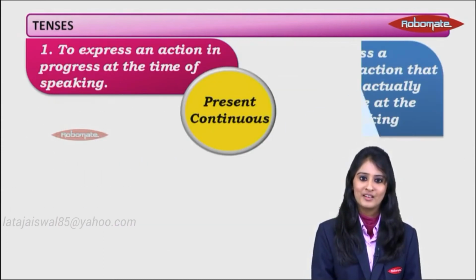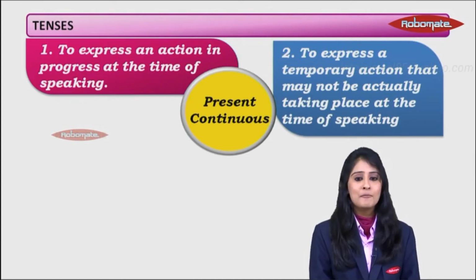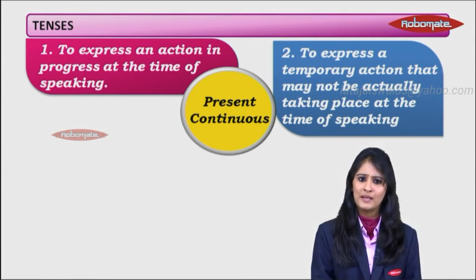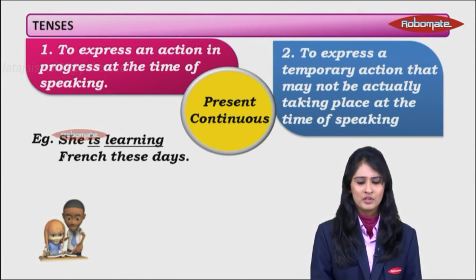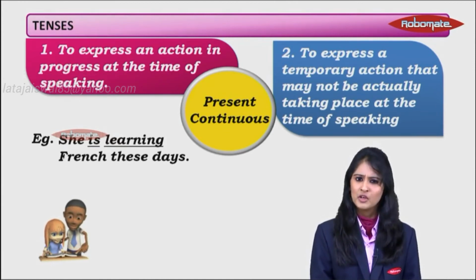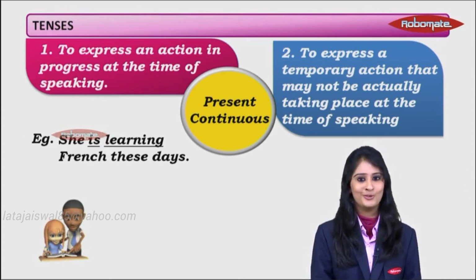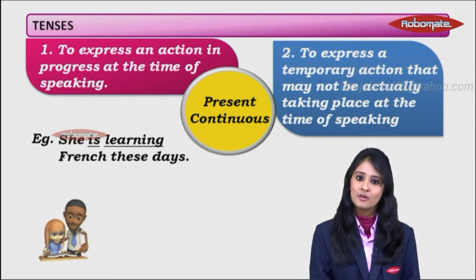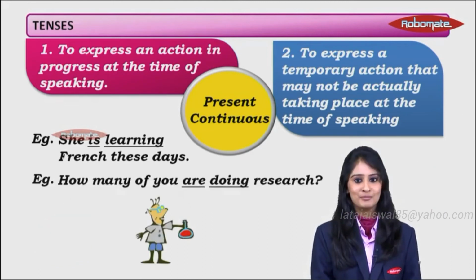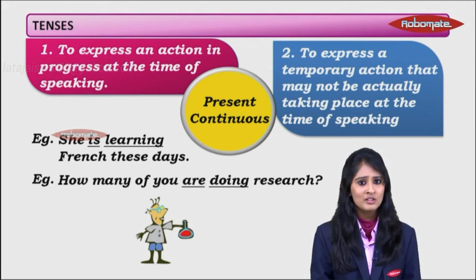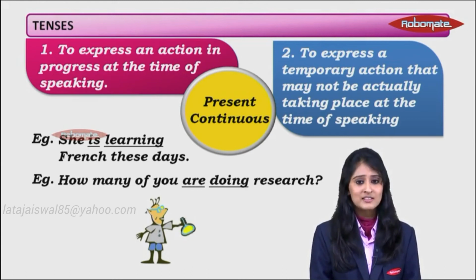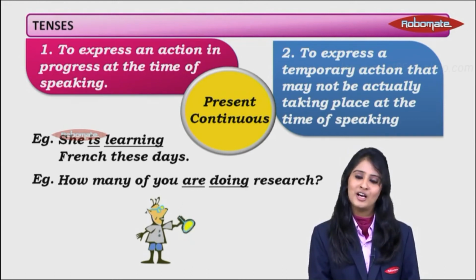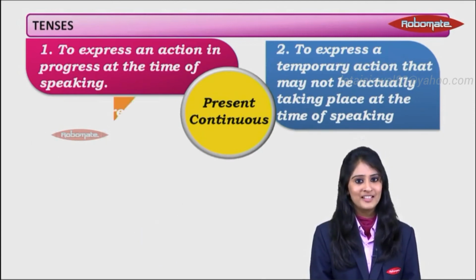The next one now. The next use to express a temporary action that may not be actually taking place at the time of speaking. For example, she is learning French these days. So students, when I am saying this sentence, do you think this girl is next to me and I'm saying it? No. Which means I'm saying this, but this action may not be taking place right now in front of my eyes. So the next example, how many of you are doing research? So it doesn't mean that the research is happening right now in front of me. It simply means these days, nowadays, how many of you are doing the research? Let's see the next one now.